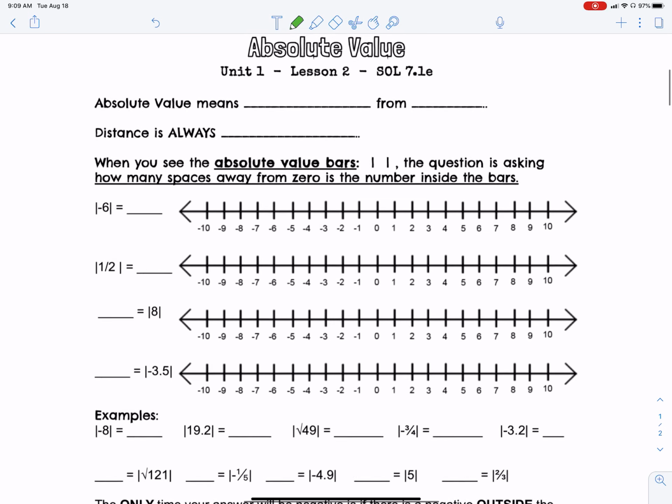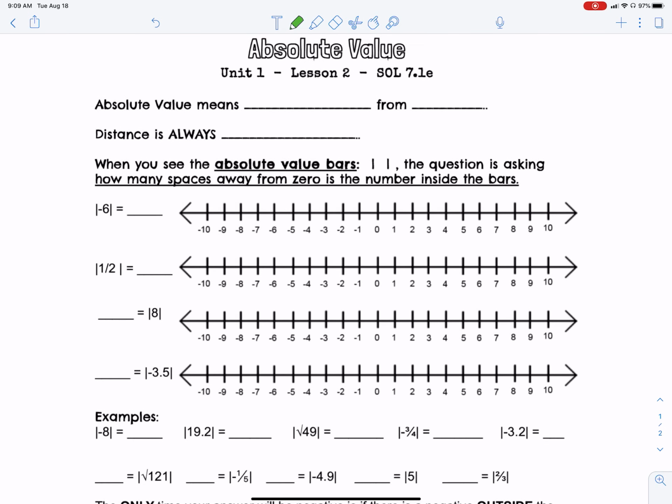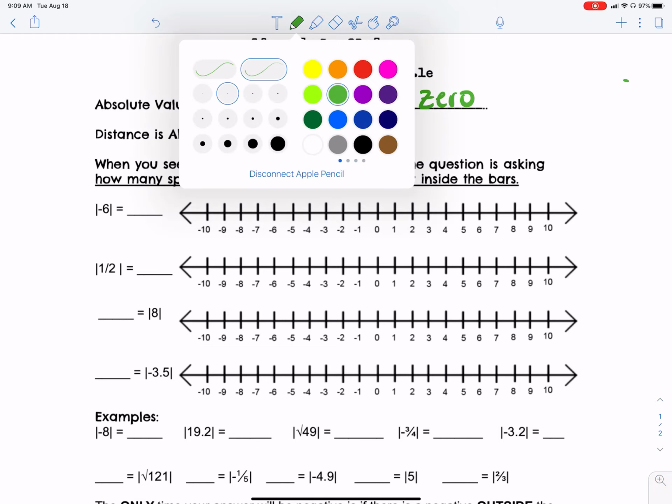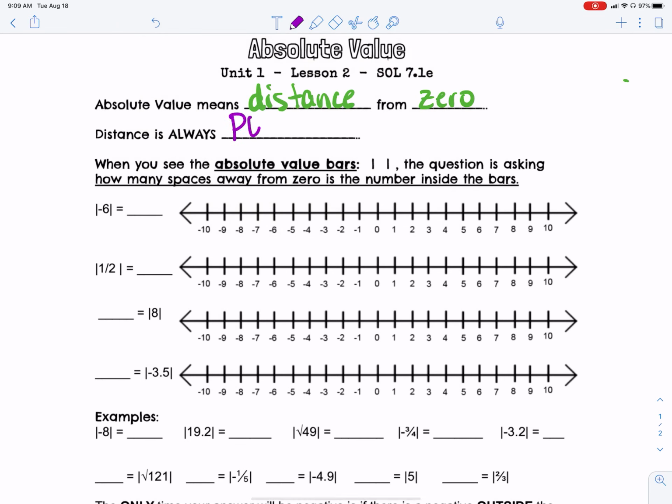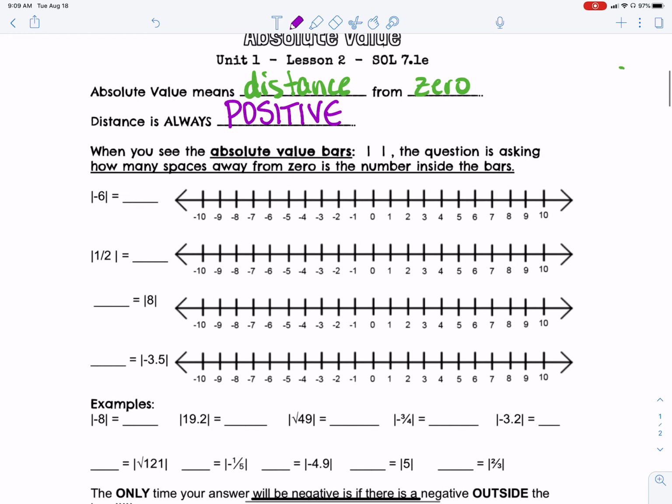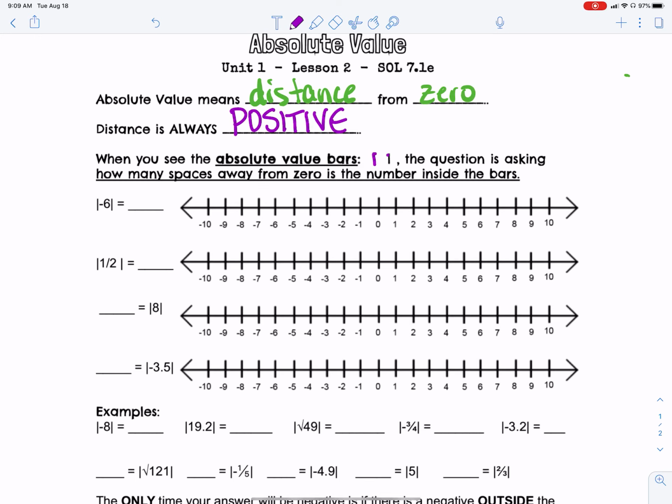We're going to review absolute value, which is also a skill that you learned in 6th grade. Absolute value means the distance from 0. And distance is always positive. When you see absolute value bars, just like these, the question is asking how many spaces away from 0 is the number inside the bars.